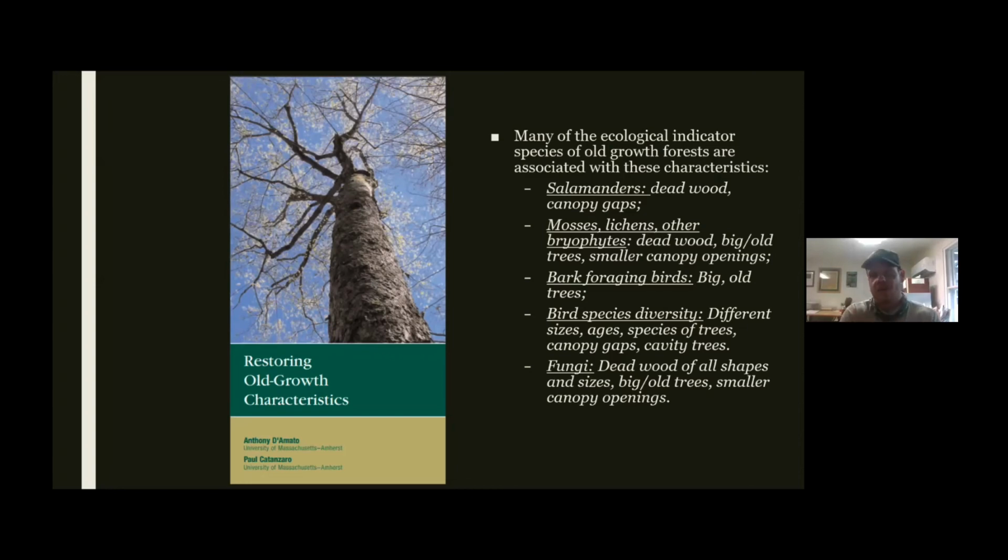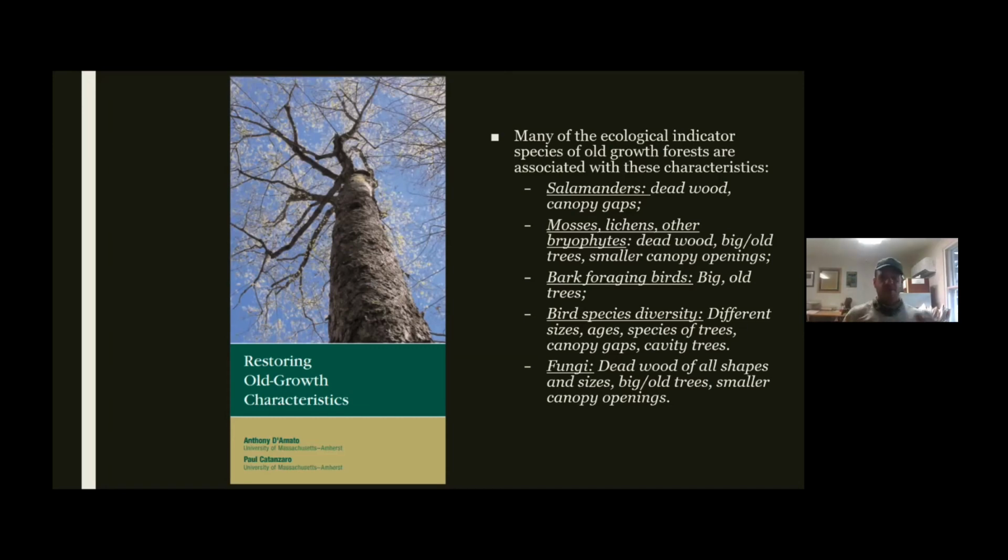If you look into the literature, what you see is that there are ecological indicator species associated with old growth. They include salamanders, which are largely associated with dead wood and with gaps in the forest canopy, and mosses, lichens, other bryophytes, and liverworts. They're associated with dead wood, big old trees, and smaller rather than larger canopy openings. Bark foraging birds like brown creeper and nuthatches are associated with big old trees that have complex bark and complex canopies where they can forage for the tiny invertebrates that they hunt.